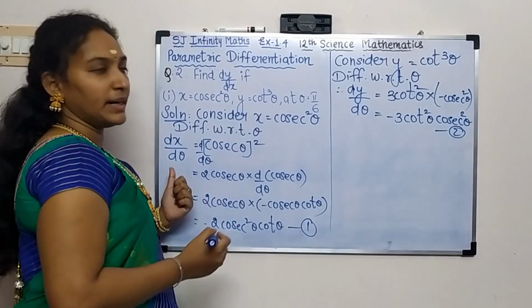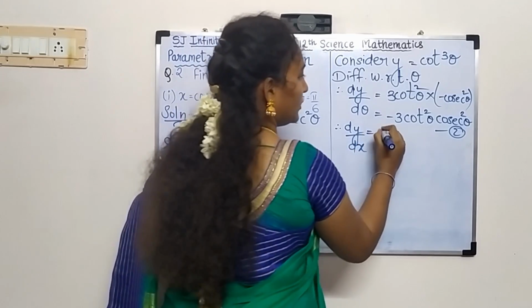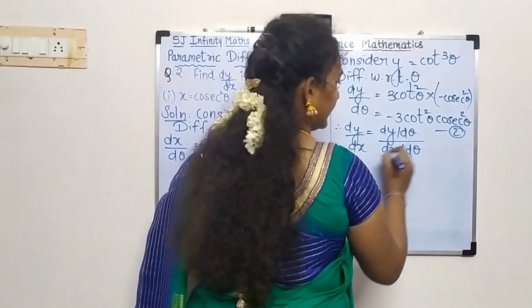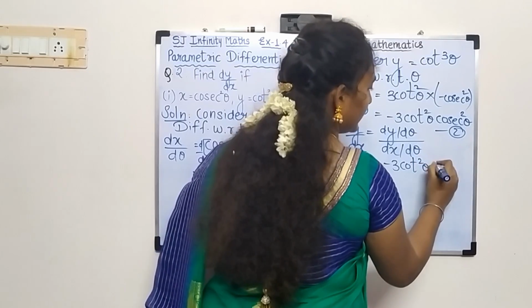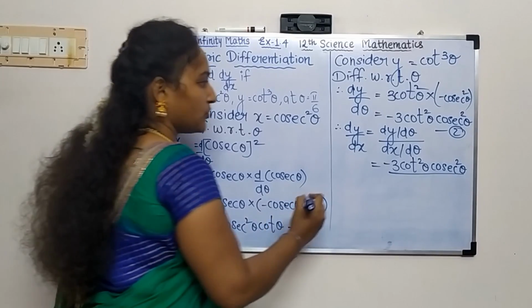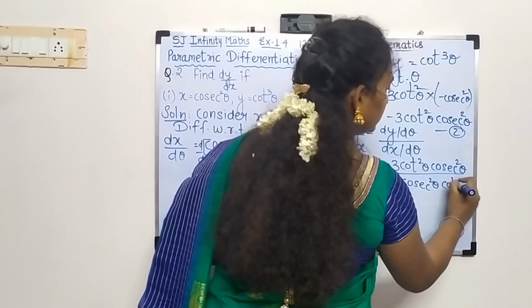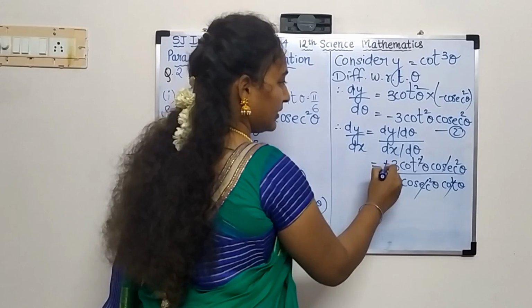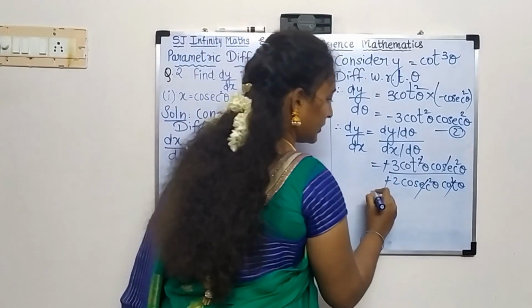Now calculate dy by dx. Therefore, dy by dx is equal to dy by d theta upon dx by d theta. This is equal to minus 3 cot square theta cosec square theta upon minus 2 cosec square theta cot theta. Now cosec square theta will get cancelled, one cot theta is getting cancelled, and minus will get cancelled. So we are left with 3 by 2 cot theta.